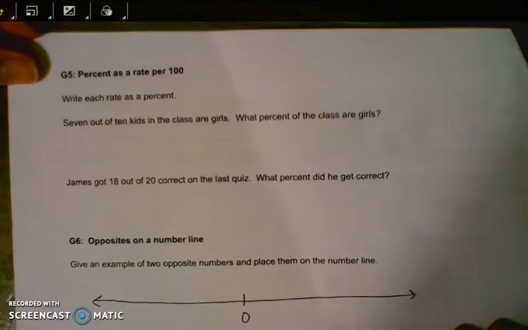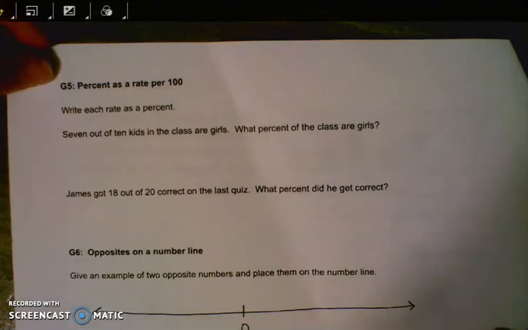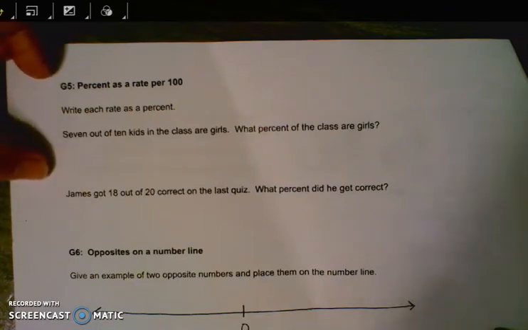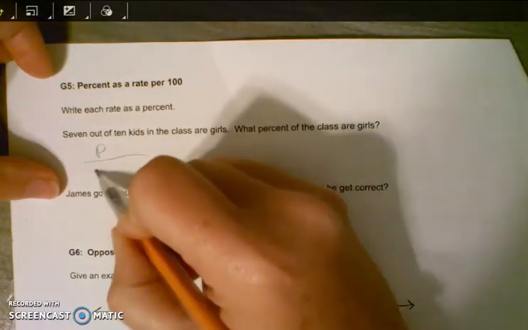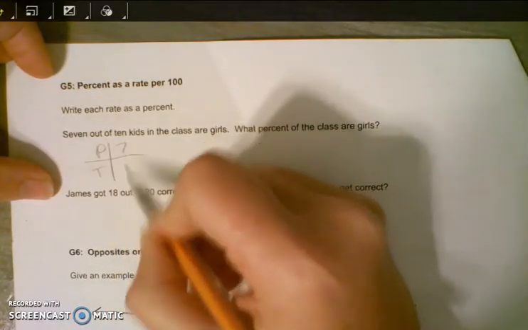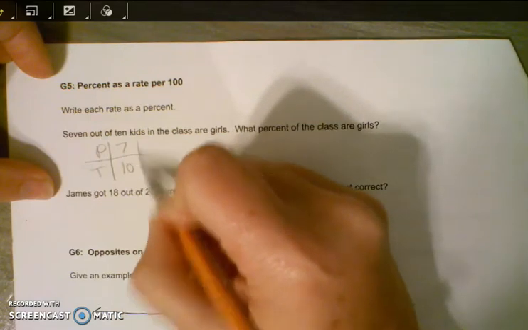Okay, back at goal 6, we started writing fractions as percents, or writing a rate as a percent. So our first situation was 7 out of 10 kids in the class are girls. What percent are girls? So 7 out of 10. I'm talking about the part out of the total class. That's 7 girls out of 10 in the whole class.